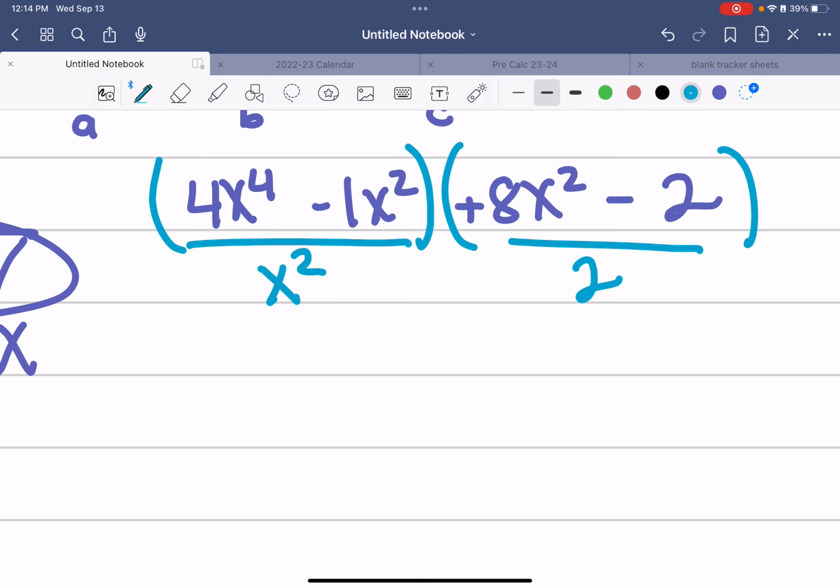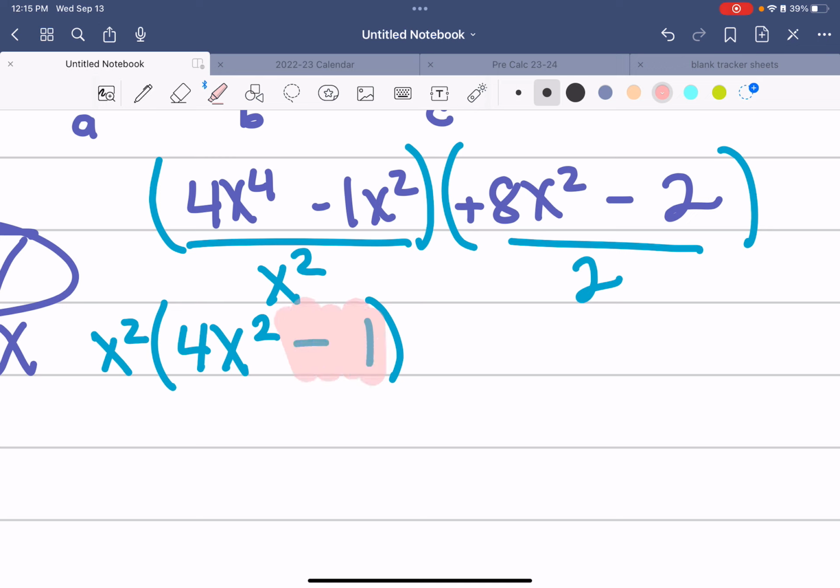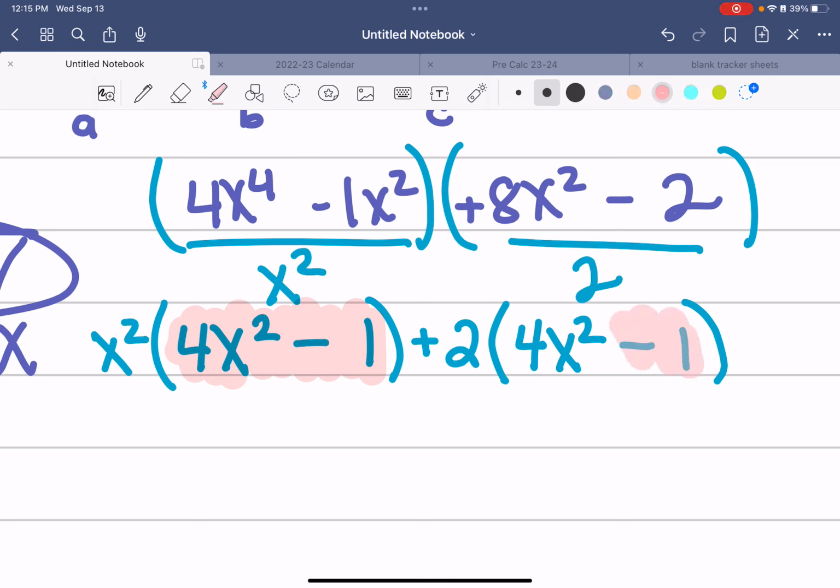Let me go ahead and divide this out. So I'm putting my x squared here. To put my parentheses, I'm going to divide out my GCF. 4x to the 4th divided by x squared is 4x squared. Negative 1x squared divided by x squared is negative 1. So in our parentheses here, we have 4x squared minus 1. For this to work out, we want this to have a matching factor on the other side. So I'm going to take out my 2. This is a positive 2. 8x squared divided by 2, my brain went too fast, is 4x squared. 2 divided by 2 is 1, so minus 1. Notice these match. Here's our new matching factor.